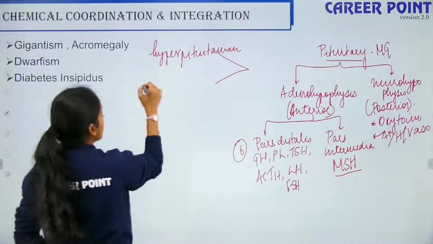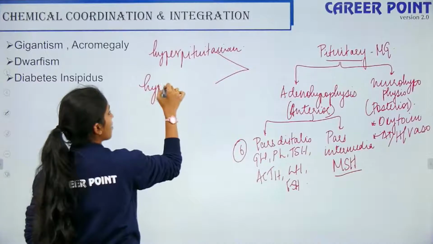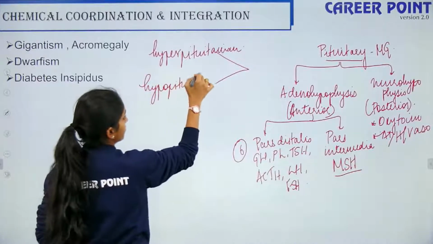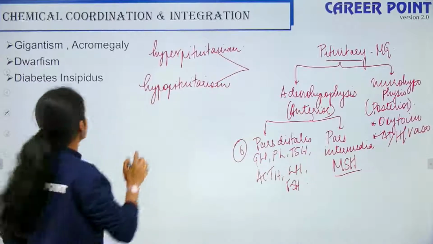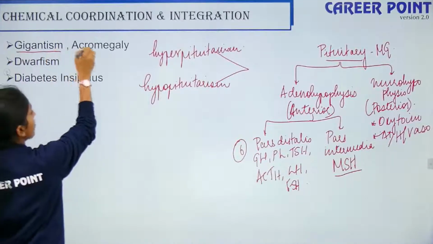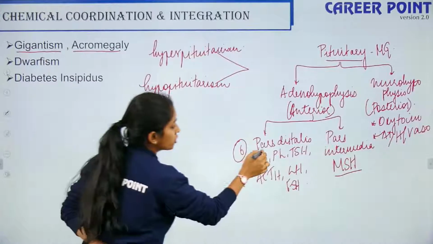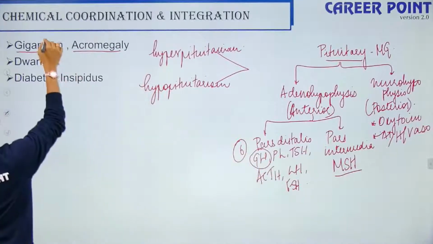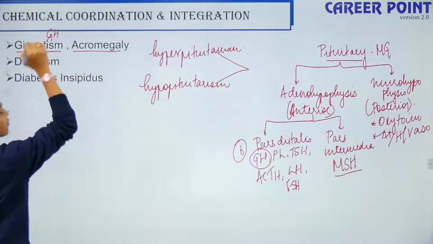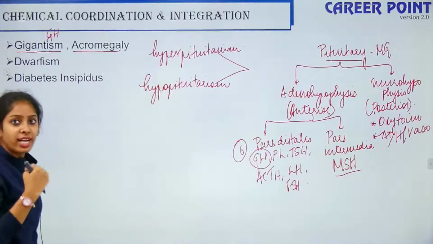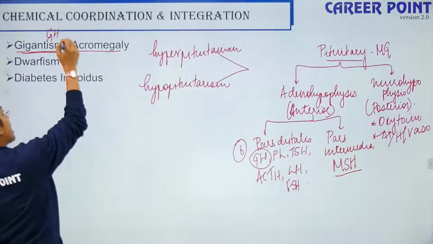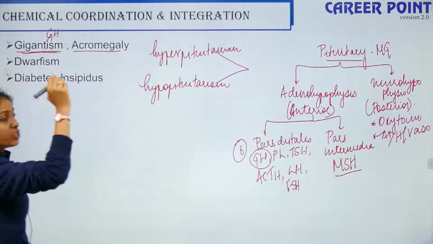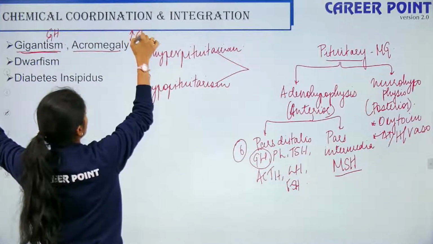Fine. So when you have less secretion, it is hypopituitarism, in general. So first one, gigantism and acromegaly. So remember Hagrid from Harry Potter? He was a gigantic figure, right? So remember gigantism. Both gigantism and acromegaly are due to excess secretion of your growth hormone.